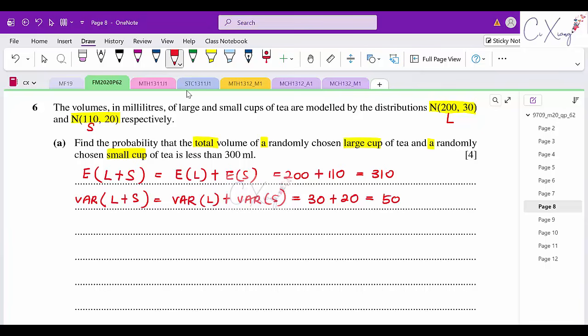Since both L and S are normally distributed, the linear combination L plus S, they are linearly added together, so it is also normally distributed with a mean of 310 and variance of 50. For this question, we are interested in calculating the probability that the total L plus S is less than 300. So this is what you want to calculate here.